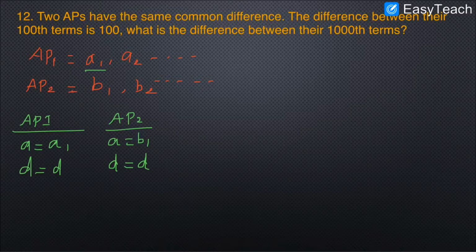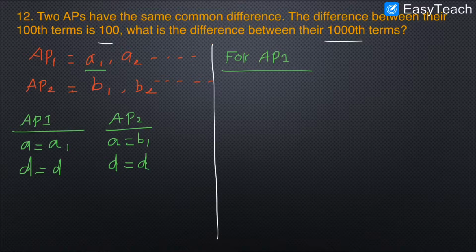Next step, let's find out the 100th and 1000th terms of AP1. For AP1, the 100th term A100 equals... we know the formula, so let me write the formula first. What is the formula for finding the nth term? An equals A plus n minus 1 into D, right? The same formula I am going to apply here.